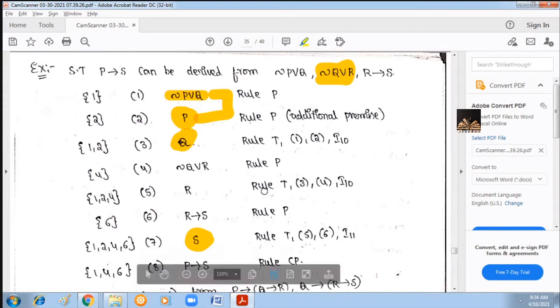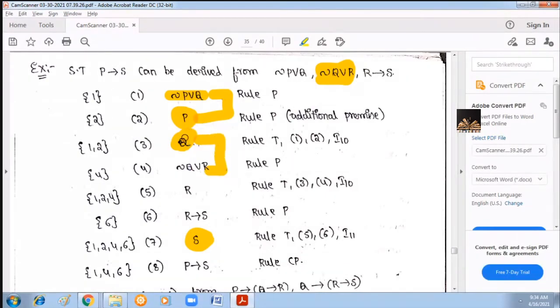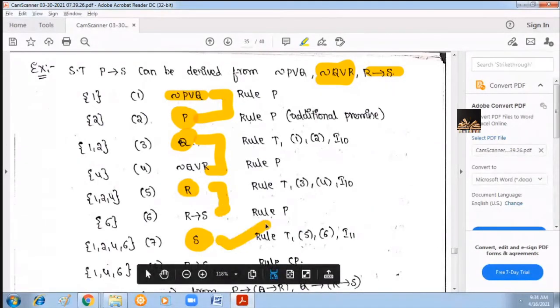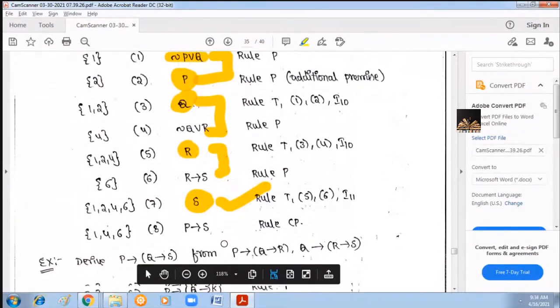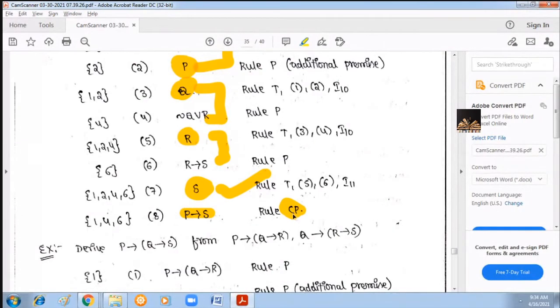So one by one I am eliminating. Now take negation Q union R, and when you combine these two, left over will be S. Now take next premise R tends to S, so that S is left. So from this set of premises and P, you are able to prove that S is derived. Therefore, using rule CP, you can say that P tends to S is also derived from the same set of premises.